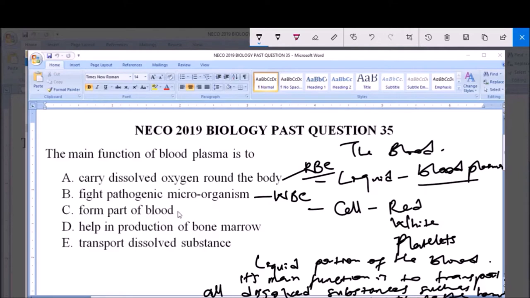C says form parts of blood. Yes, it's part of the blood, but that is not the main function. And D says help in production of bone marrow. No. And E says transport dissolved substances. Yes, this is the main function of the blood plasma: transporting dissolved substances ranging from nutrients and waste to other substances.